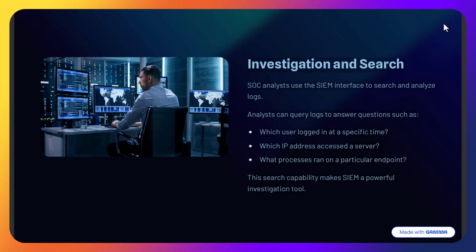An IP address is a unique identifier assigned to devices connected to a network. Of course, a process refers to a program or application currently running on a system. This search functionality makes SIEM platforms extremely powerful investigation tools.